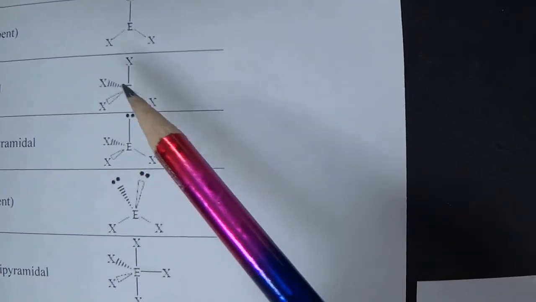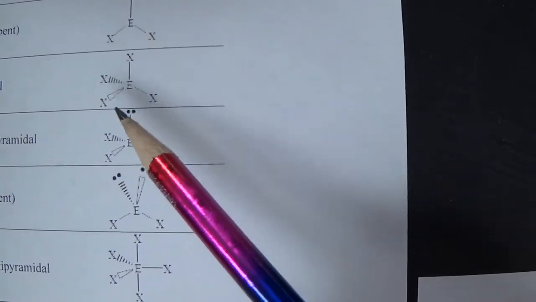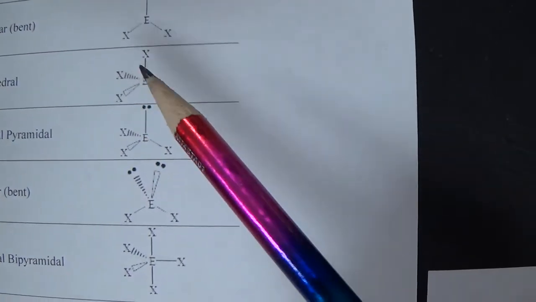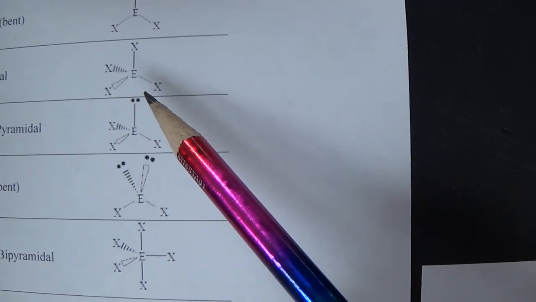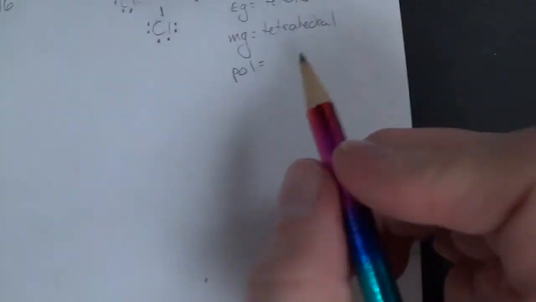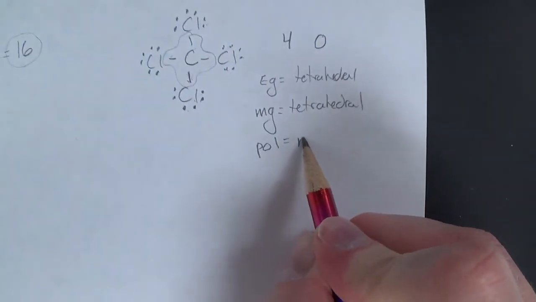If you don't believe me that these cancel each other, if these are symmetrical, please come to class and look at my little three-dimensional models that I have of these shapes, and you would see that yes, they do cancel each other out. They do match up. So it is nonpolar.